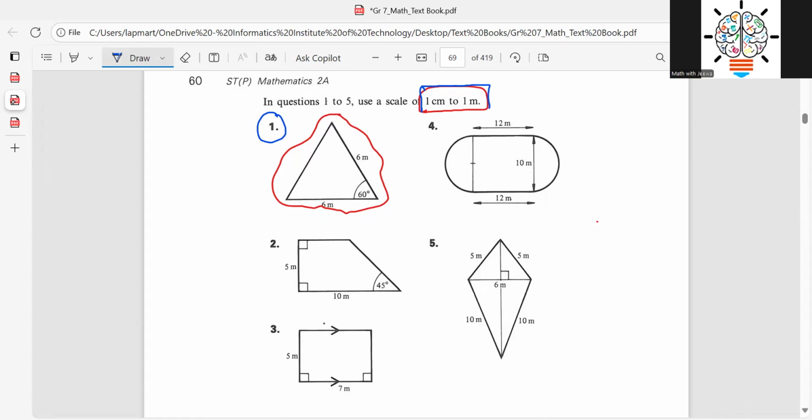The scale they have given is 1 centimeter to 1 meter, right? You can do that. And you can do these 2, that's enough, right? The first one and the second one. They have given the measurements in meters. You can see 6 meters, 6 meters, 10 meters, 5 meters. So these are the real image.